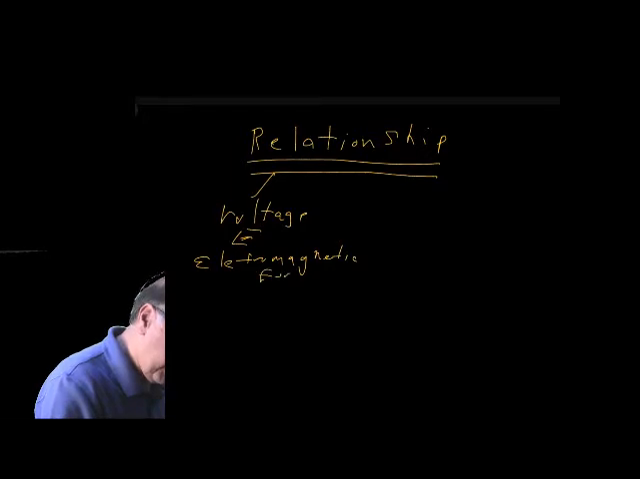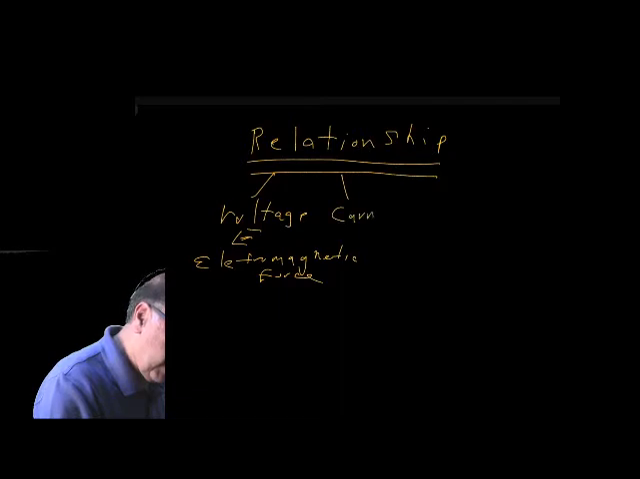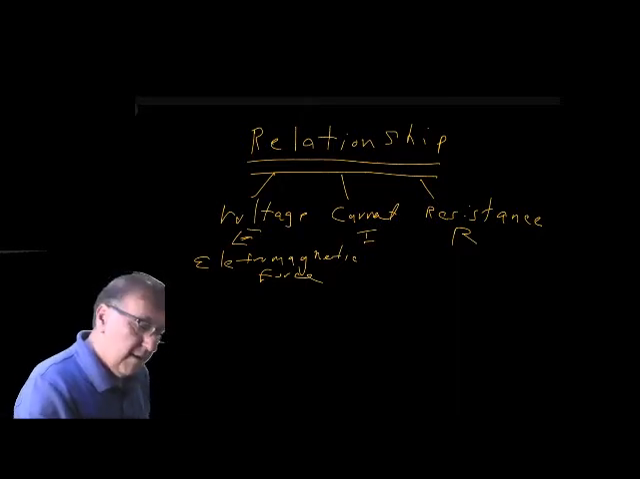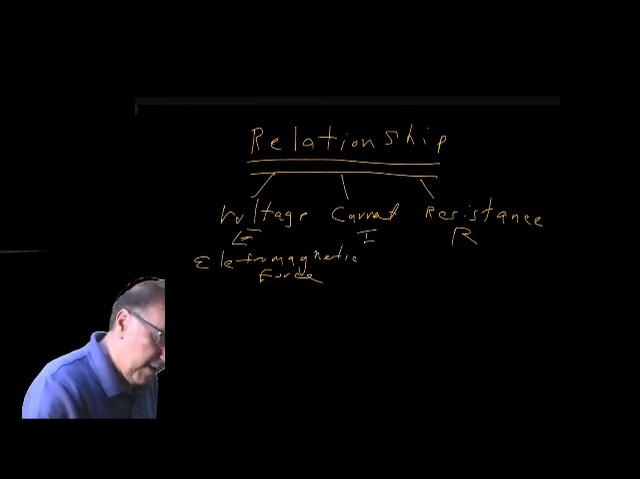Force. And then current, we call I, capital I, and resistance, which we call capital R. There's a relationship between the three of them, and we kind of draw it this way: E, I, R.